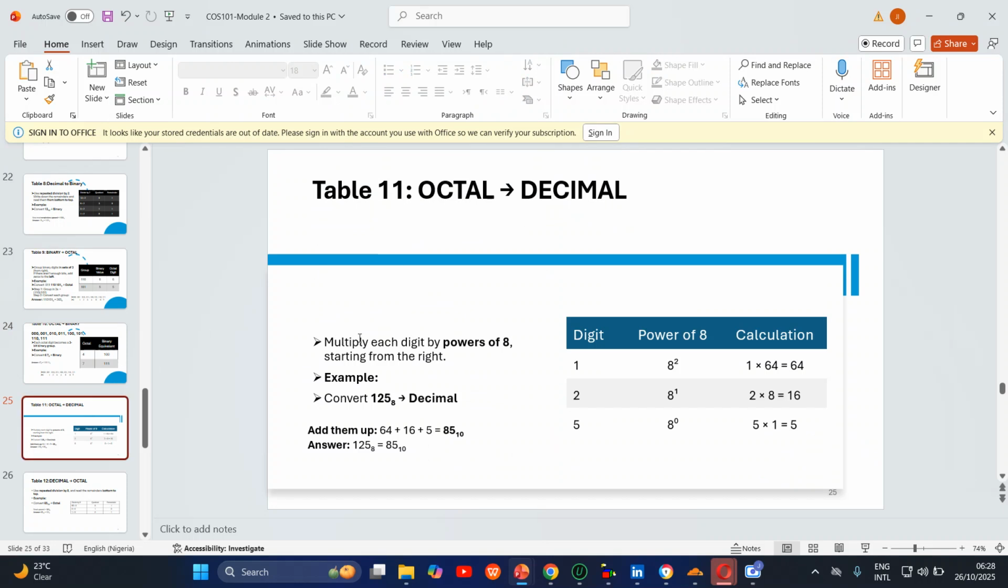Octal to decimal. So multiply each digit by the power of 8, starting from the right. So if you're converting 125 base 8 to decimal, what you will do is start from the right down to the left, which will be 5 times 8 raised to the power 0, and this will be 2 times 8 raised to the power 1, and this will be 1 times 8 raised to the power 2. So if you do this, we have 64 plus 16 plus 5 will give you 85 base 10. Right, that is how it works.